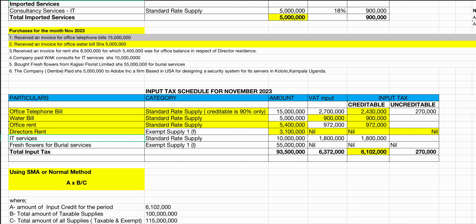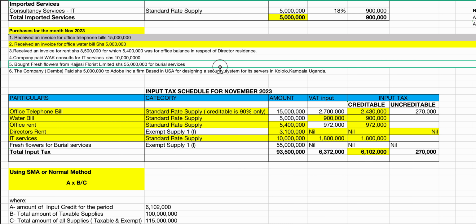When you move on to the next, we have IT services. These are standard rated, but I'll go back maybe to the question and say the company paid work consults for IT services of 10 million. That's a consultancy service and standard rated, and will charge VAT at 18%, which is creditable also.